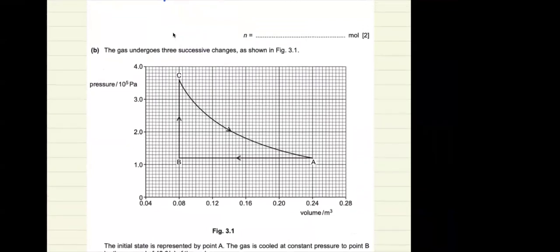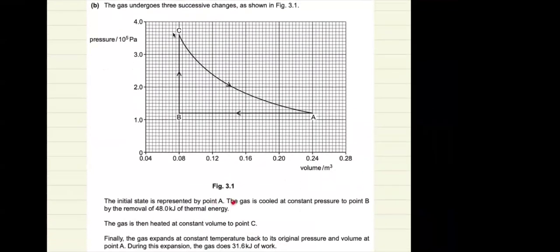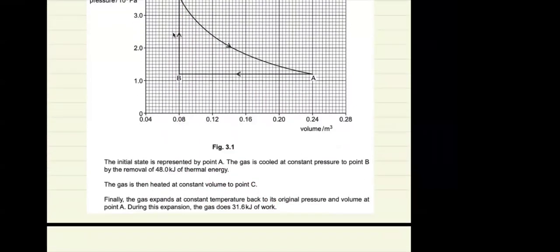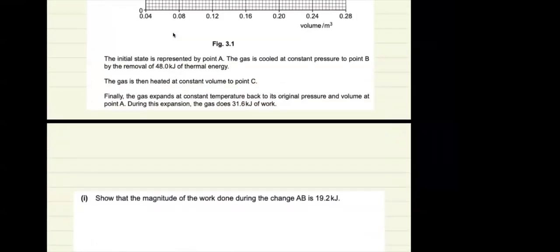The gas undergoes 3 successive changes as shown. So it starts out at A, it's then cooled at constant pressure to point B by removal of 48 kilojoules of thermal energy. The gas is then heated at a constant volume to C, and then it expands at constant temperature back to its original pressure and volume at A. In doing so, it does 31.6 kilojoules of work. Show that the magnitude of work done is this much during the change AB.